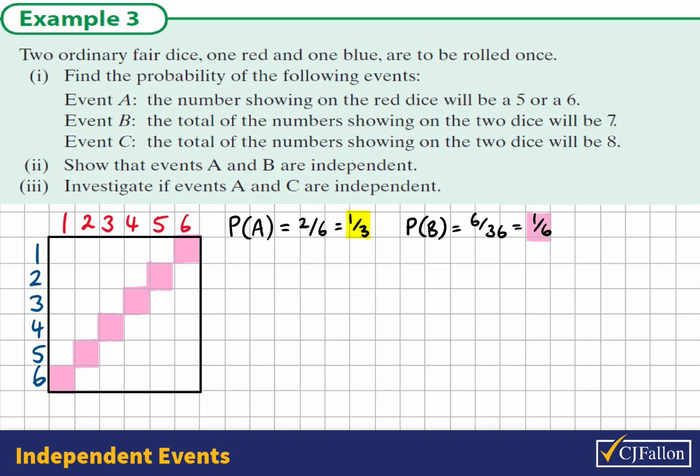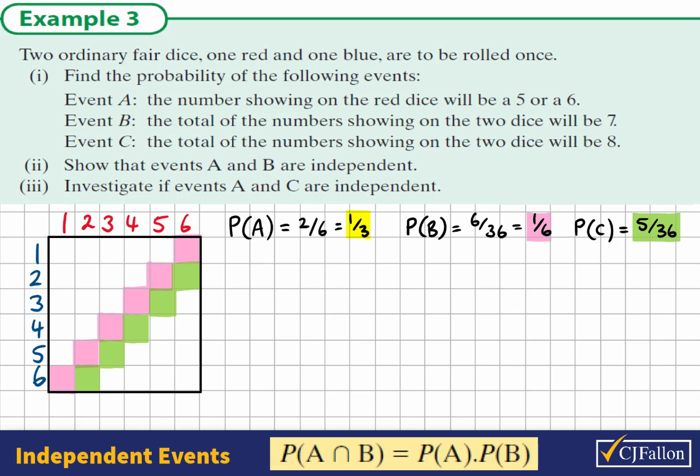Event C is that the total rolled on the two dice would be 8. The ways we could roll 8 is we could have 6 and 2, we could get 5 and 3, 4 and 4, 3 and 5, or 2 and 6. So we see there are 5 ways of doing that, so 5 out of 36.